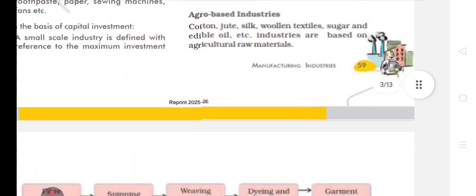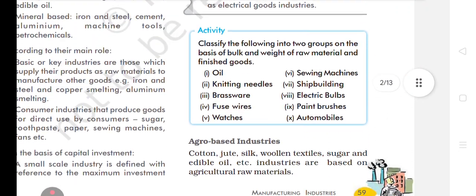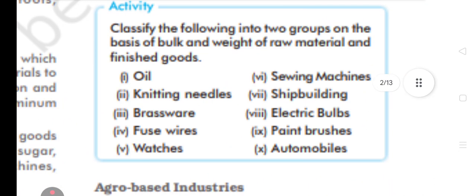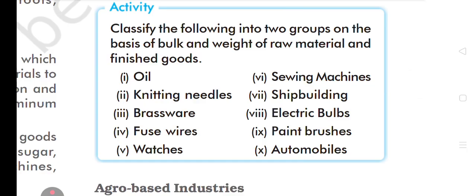Okay, next, dear students, we have one activity, that is classify the following items on the basis of bulk and weight of raw material and finished goods. So first we have oil, then knitting needles, brassware, fuse wires, watches, sewing machines, shipbuilding, electrical bulbs, paint brushes, automobiles. So see, oil, you know very well, oil refers to which industry? So we have to tell on the basis of bulk and weight.